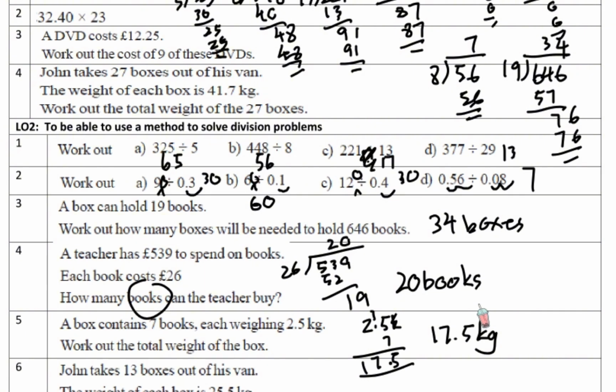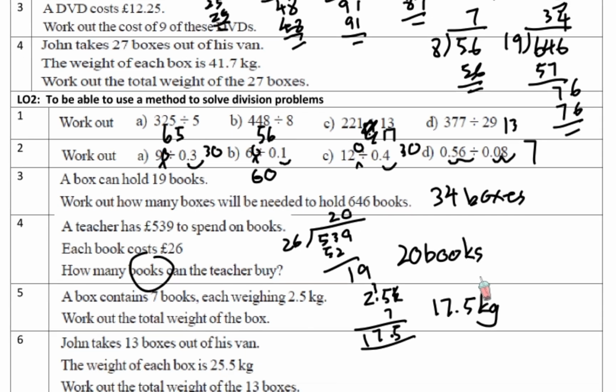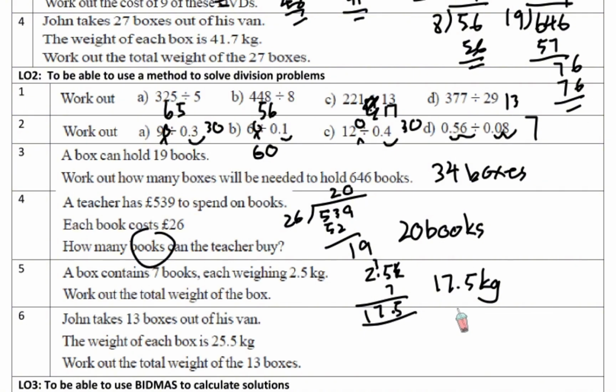John takes 13 boxes out of his van. The weight of each box is 25.5. Work out the total weight of the 13 boxes. So we will take 25.5 multiplied by 13. 5, 16. We'll add a 0 at the back. And now we'll add all the numbers together.